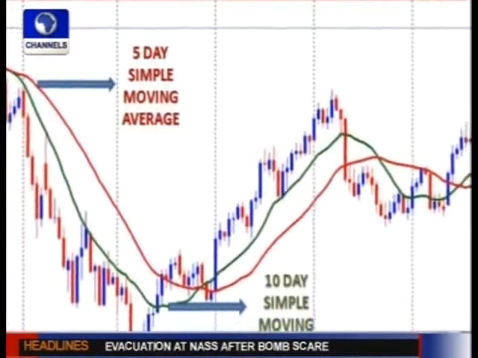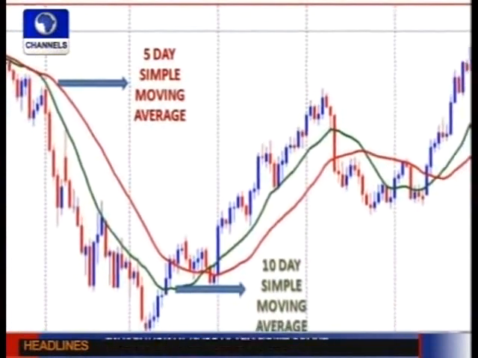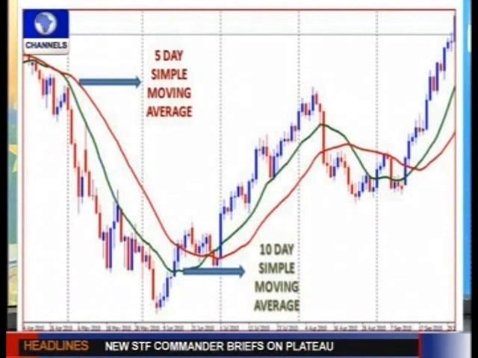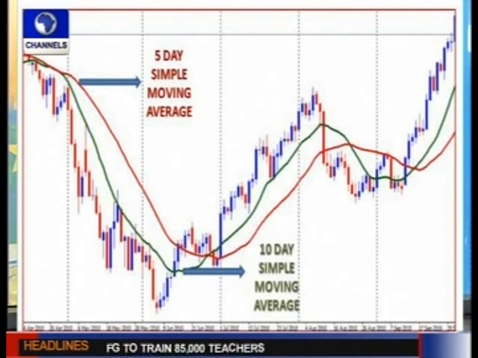If you look at that chart we have up there, we have the 5-day moving average and the 10-day moving average. The 5-day moving average is known as the slow moving average, while the 10-day moving average is known as the fast moving average. The higher the period, the closer it is to the price. The lower the period, the farther it is from the price. Because if you look at the moving average, 5 is farther from the price than 10, right?